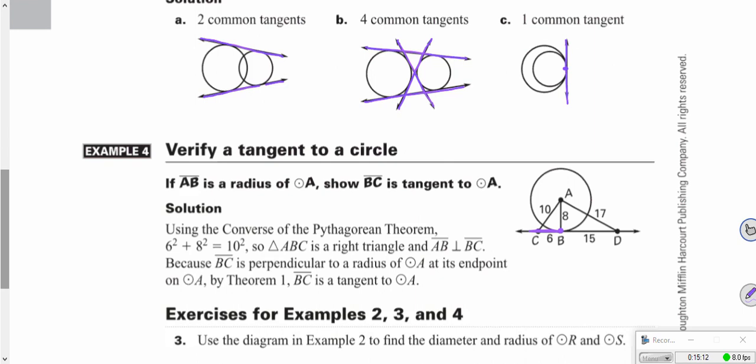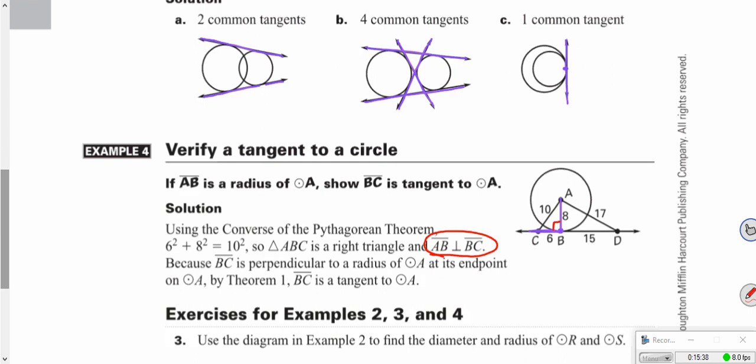Well, the point of tangency would be point B, and if we're supposed to show it's tangent, then we need to prove that this is perpendicular. Okay, to prove it's tangent, we need to show that the radius is perpendicular to the tangent line, or in this case, the tangent segment. Okay, so that's what they're saying here. We need to show that these two things are perpendicular, so Pythagorean's theorem.